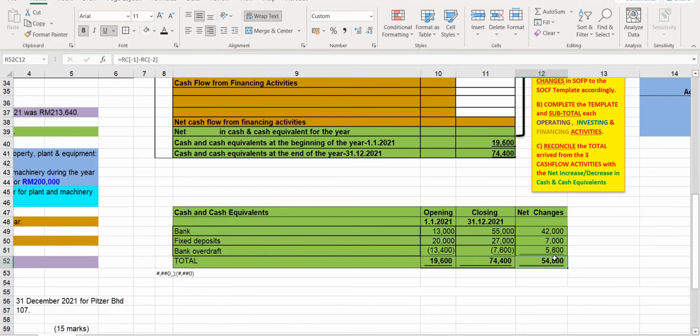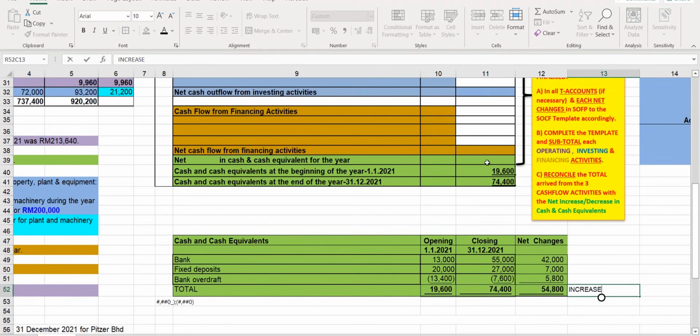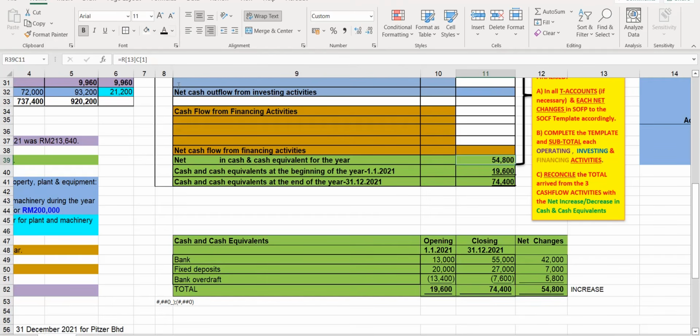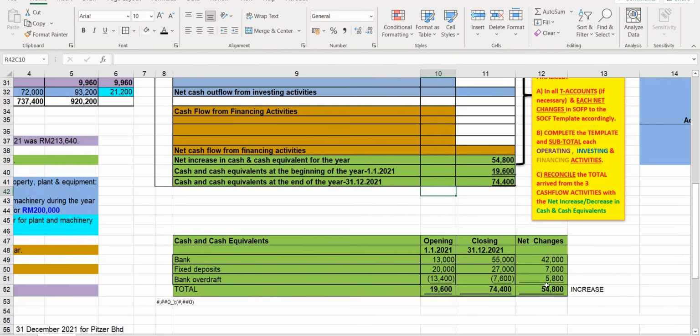And the net changes, remember there was an increase, and this is an increase. The net changes was an increase. So that increase, you're going to put it here, and therefore you have some space here, right? So the space here would be net increase. If let's say you have a net decrease, if this is in bracket, you're going to put this in bracket too, and here it will be a net decrease. So if it's an increase, it will be as it is. If it's a decrease, you're going to put it in brackets.